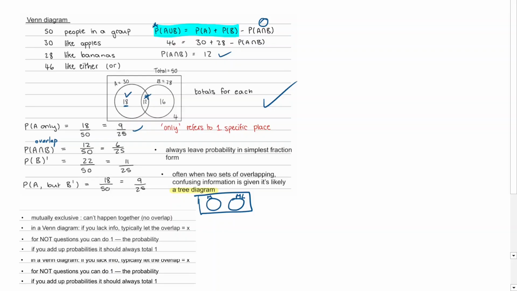If you find that you're lacking information when you're filling in your Venn diagram, so this one was a bit easier, then just let the overlap of the information be X. Or if you've got 3 circles overlapping, let the overlap of all 3 be X.